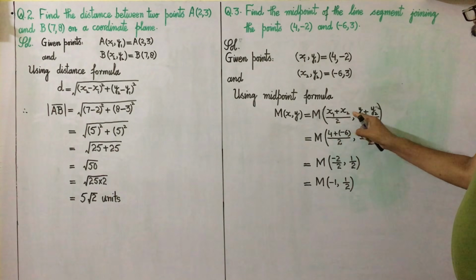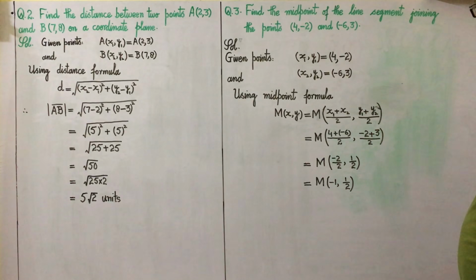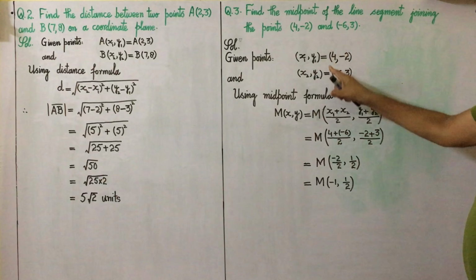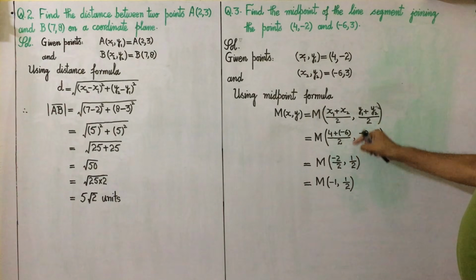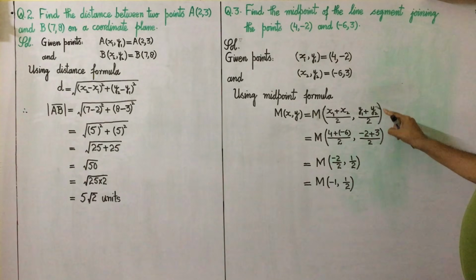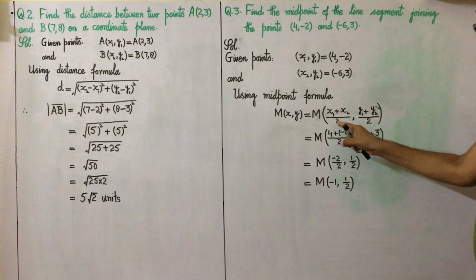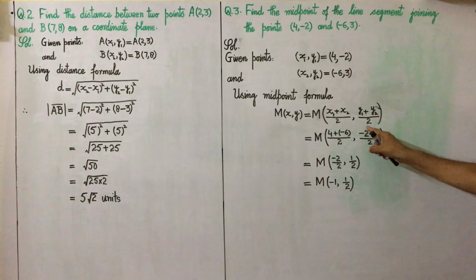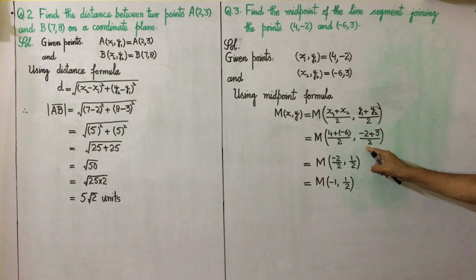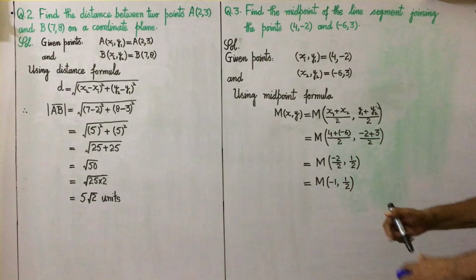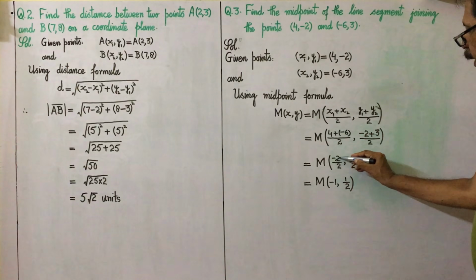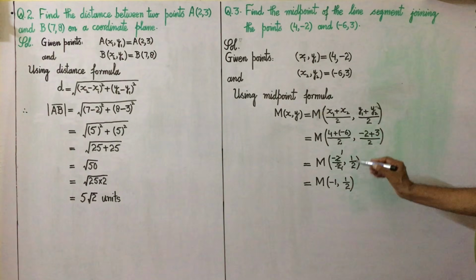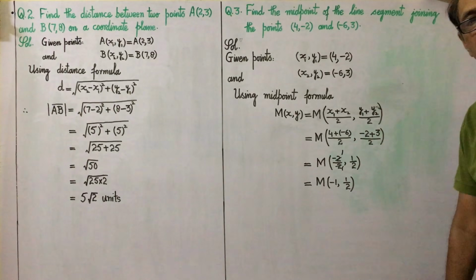(x1 plus x2) over 2, (y1 plus y2) over 2. Substituting the values, midpoint x coordinate is (4 plus minus 6) over 2, y coordinate is (minus 2 plus 3) over 2. Plus into minus is minus, 4 minus 6 is minus 2 over 2, minus 2 plus 3 is 1 over 2. 2 cancelled with 2, 2 ones are 2, 2 ones are 2. So x coordinate is minus 1 and y coordinate is 1 by 2.